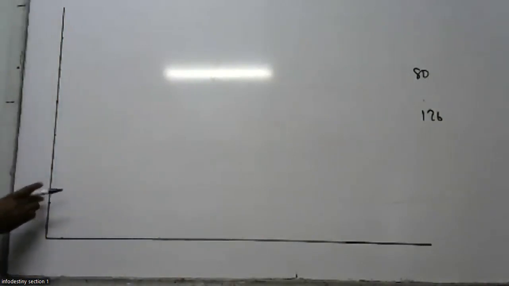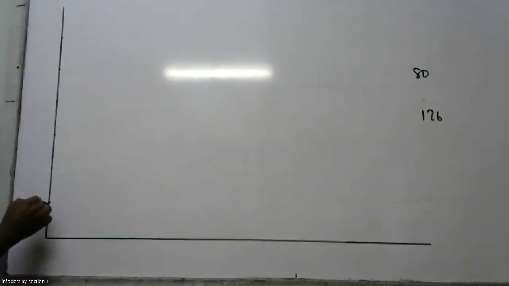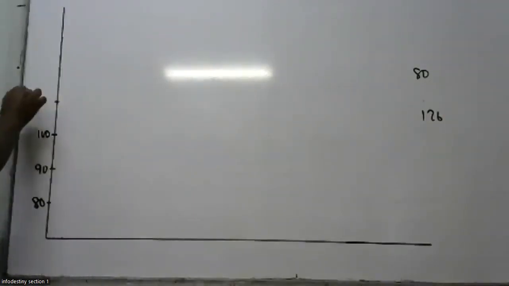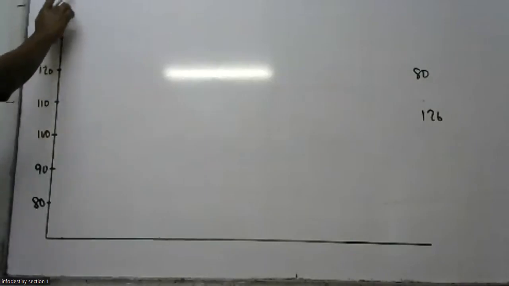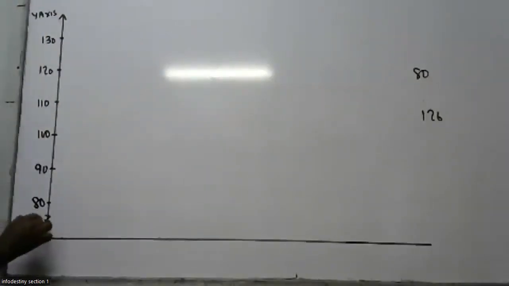So I say 80 and 90 to 100, 110, 120. If I take this to be 80, this is 90, this is 100, this is 110, this is 120, this is 130. Now this is the y-axis. Here we break the scale by drawing something like that.